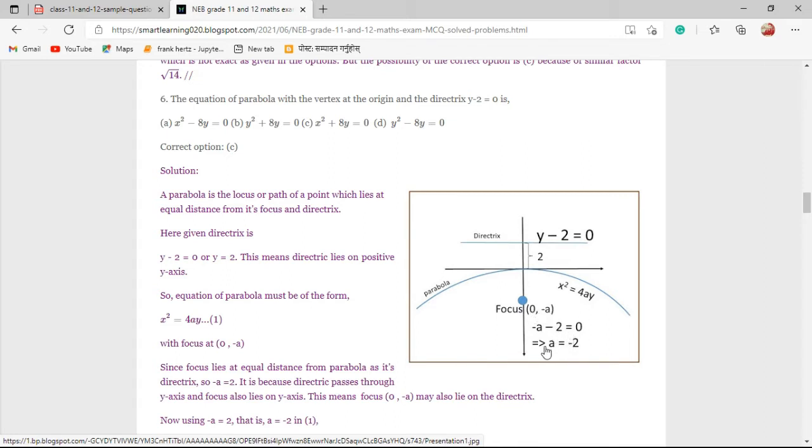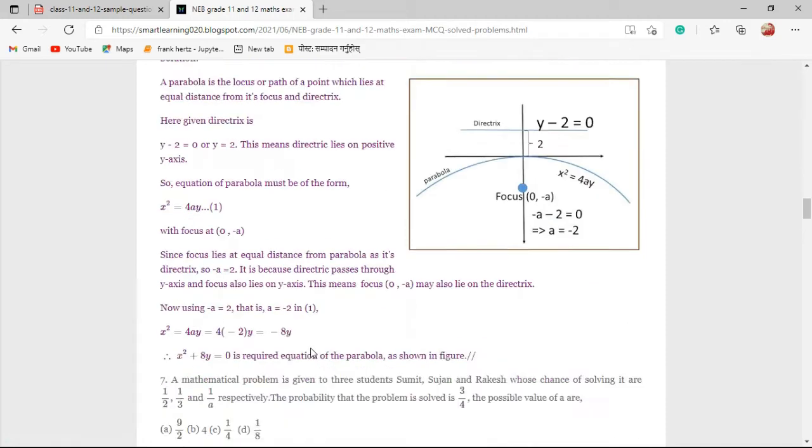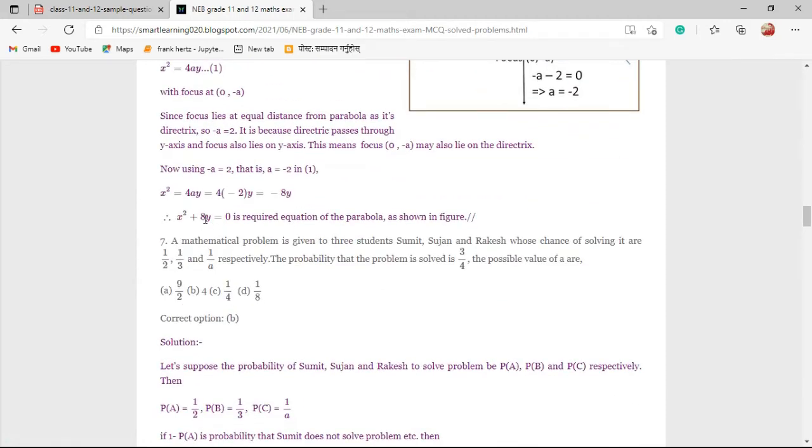Okay, that means a is equal to minus 2, so a is minus 2. So we used a value of a as minus 2 in this equation, and thus we get x square is equal to minus 8y. Okay, all the steps are given here. You can learn it carefully and understand the concept.